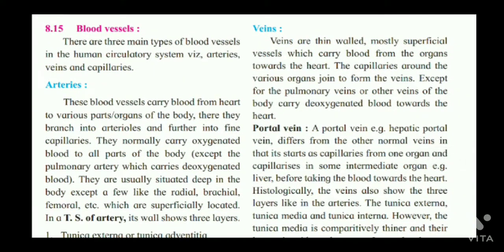Veins are thin-walled, mostly superficial vessels which carry blood from the organs towards the heart. The capillaries around the various organs join to form the veins. Except for the pulmonary vein, other veins of the body carry deoxygenated blood towards the heart.